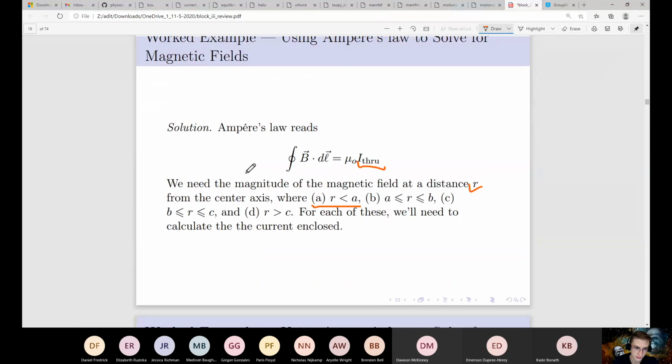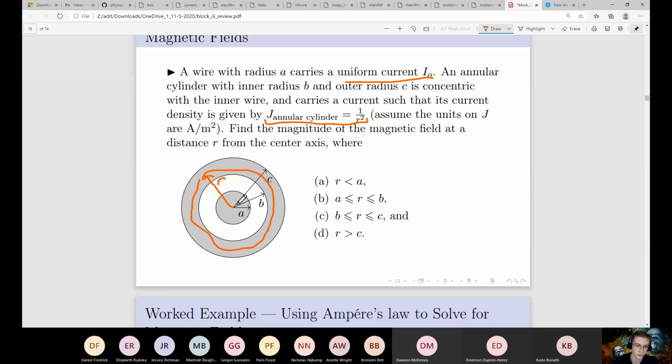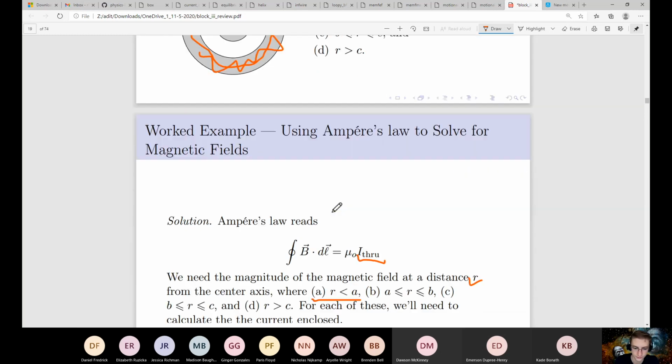The reason being is that I'm integrating with respect to a radial distance, and that current density I'm given, the 1 over r squared, only applies in the annular cylinder. So I can only integrate that when I'm enclosing current within that annular cylinder. I'm moving along this radial distance, then I hit this annular cylinder at r equals b. So that's my lower bound. And then I stop enclosing current at the upper bound of my Amperian loop, which is just the distance r at which I want the B field.